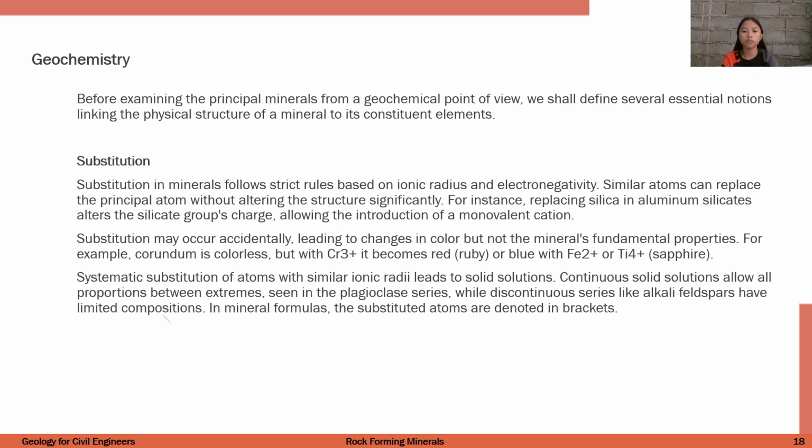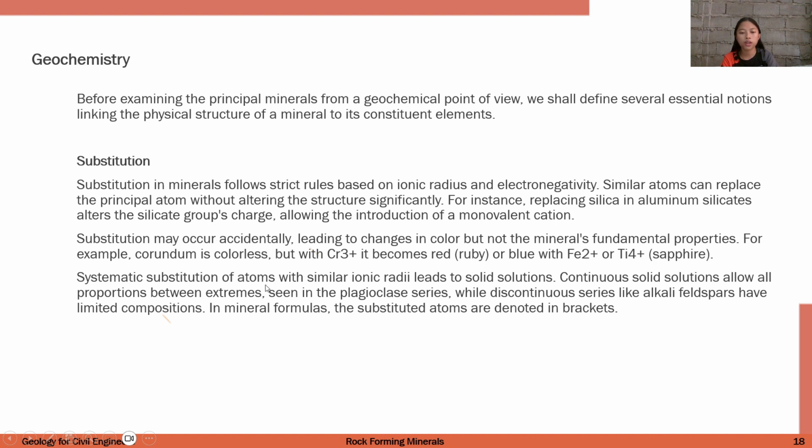For instance, replacing silica in aluminum silicates alters the silicate group's charge, allowing the introduction of a monovalent cation. Substitution may occur accidentally, leading to changes in color but not the mineral's fundamental properties. For example, corundum is colorless, but with Cr3+, it becomes red, ruby, or blue with Fe2+ or Ti4+, sapphire.